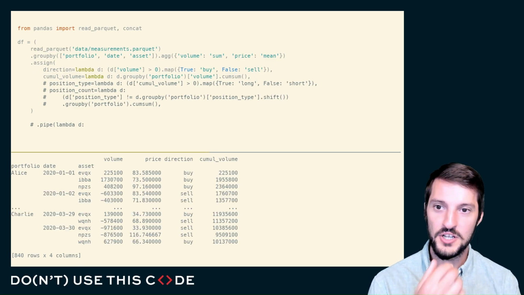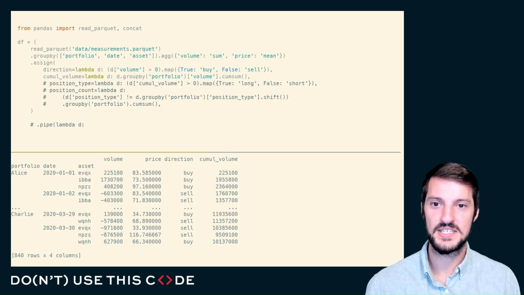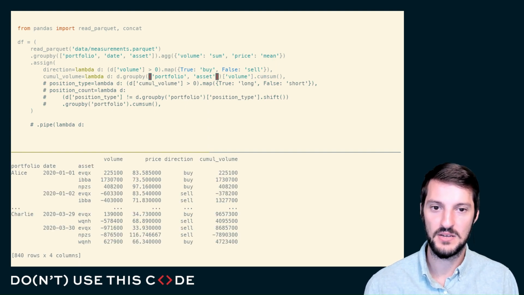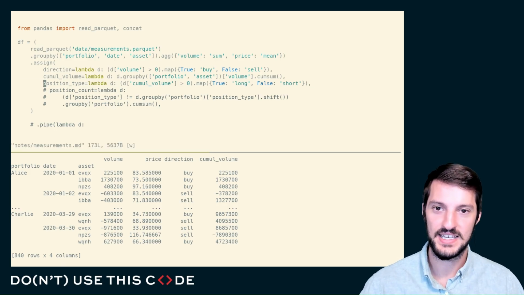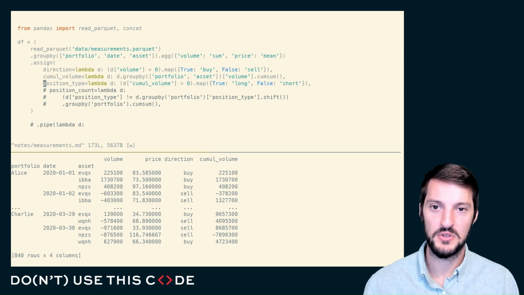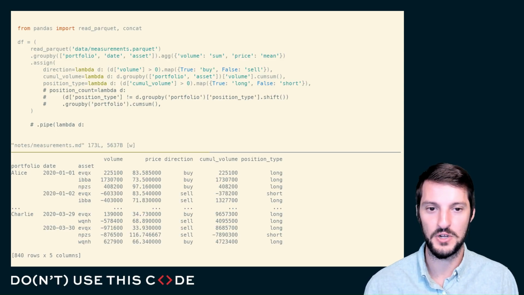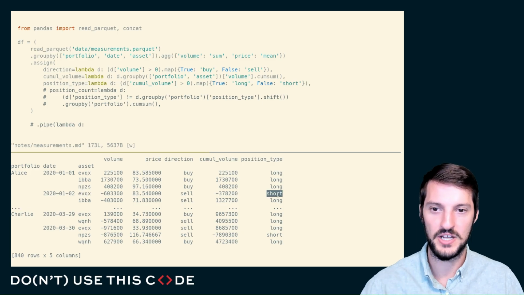Then I'll create a new dependent column called cumulative volume. This is simply the volume for my portfolio and my asset here, and I'm going to take the cumulative sum. Then I can ask my position type: are we currently in a long or a short position? All I'm looking for here is whether or not my cumulative volume is positive or negative. If it's positive, we're in a long position, and if it's negative, we are in a short position. You can see here that for EVQX, we transition from a long to a short position right on the second day.